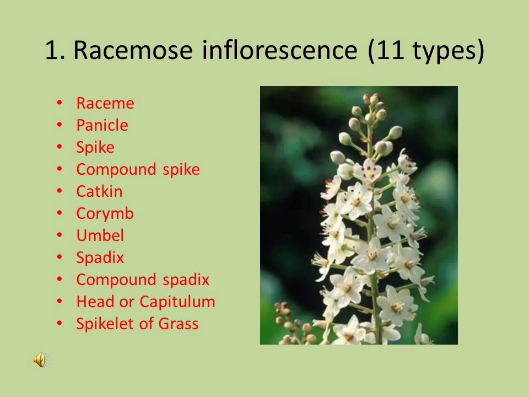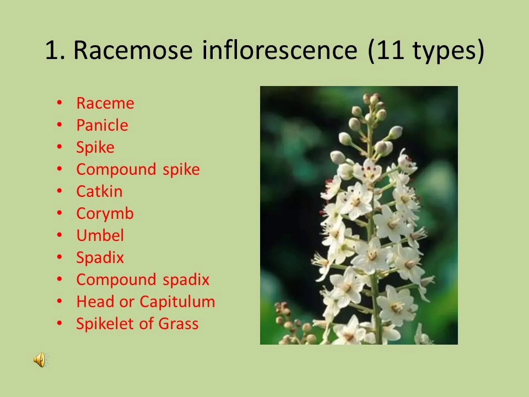Example, Mangifera. Third type is called spike. In spike, the flowers are sessile and arranged in acropetal order on the main axis. Spike is a modified raceme inflorescence. Example, Achyranthes. Fourth type is called compound spike. The main axis is branched with sessile flowers. Example, Amaranthus spinosus. Fifth type is called catkin or ament.